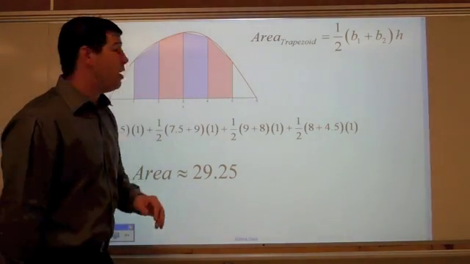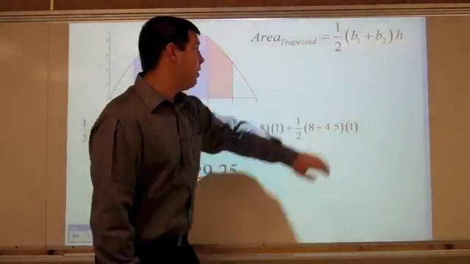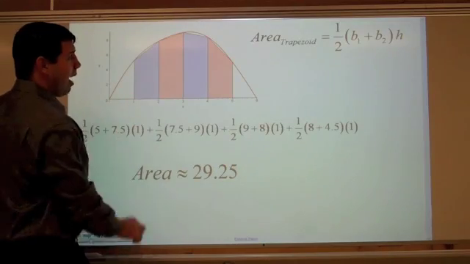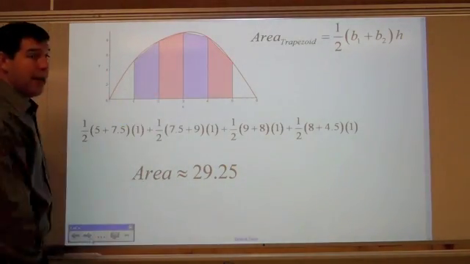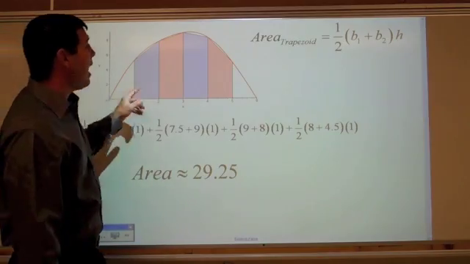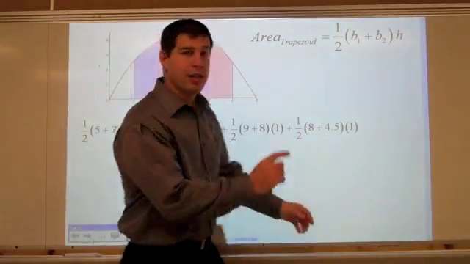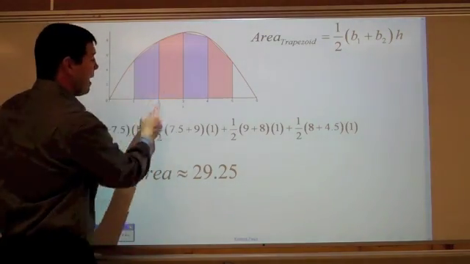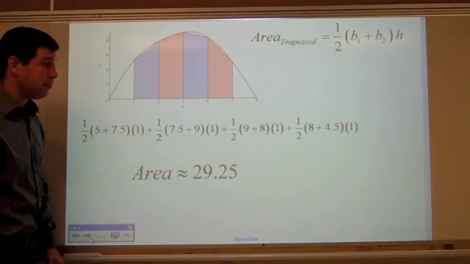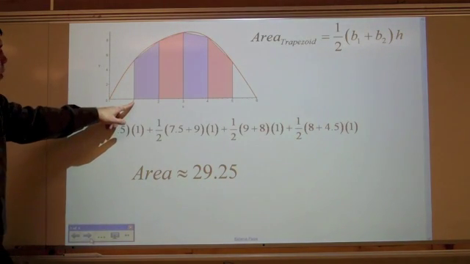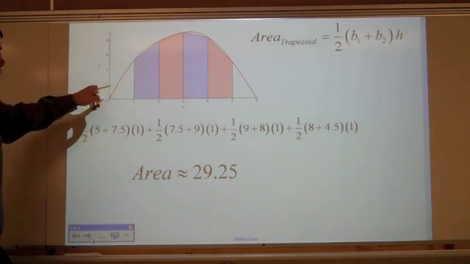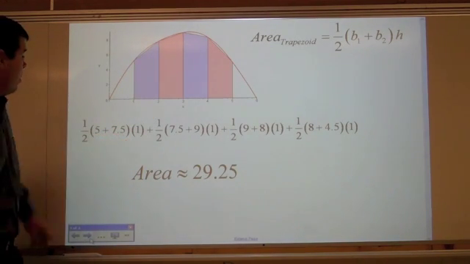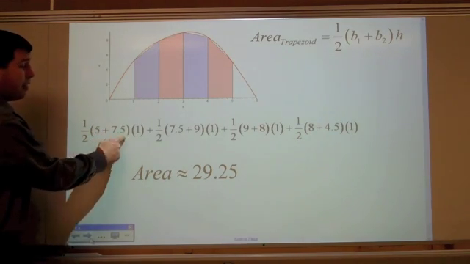So for each of these trapezoids, I'm going to do 1/2, because that's the formula. Height here plus height here, times the height of the trapezoid, times the width of the interval. So each of these is going to start with a 1/2 and end with a 1, because they're each 1 wide. So the height of each of these is 1. I take the value of the function at 1, which is about 5. Value of the function at 2, it's about 7.5. So 1/2 times 5 plus 7.5 times 1.